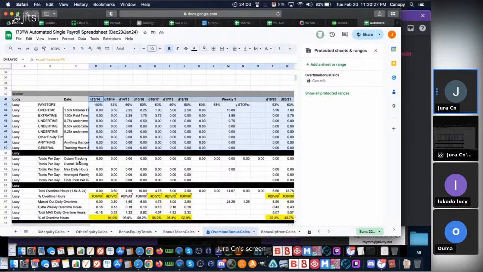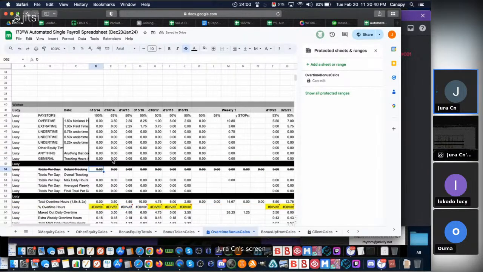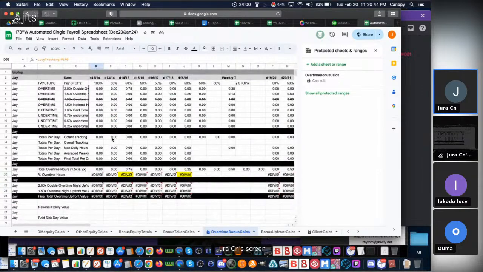All right, so then we need to get the overall tracking. For this one, we're going to get rid of the octant tracking. So we're basically just going to delete that. It is not applicable. Right. So then what we want is the overall tracking. We need to have the correct date for the overall tracking and octant tracking.